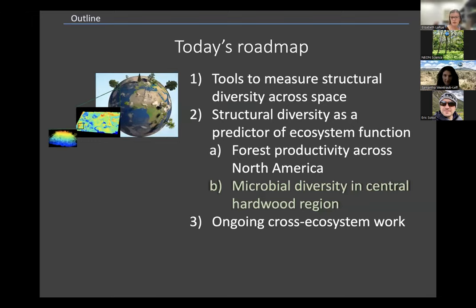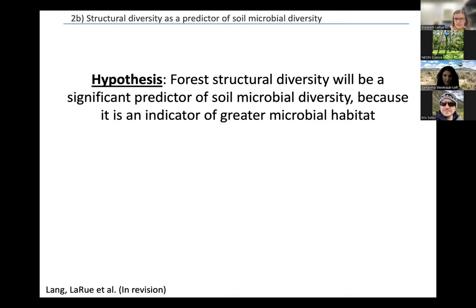So I want to zoom in a little bit to a smaller regional scale, thinking about structural diversity and how that might relate to much smaller organisms, soil microbe communities in the central hardwood region. I'm more of a forest ecologist or ecosystem ecologist and remote sensing scientist. So some of my colleagues and I teamed up with some soil microbiologists and biogeochemists to test the hypothesis whether forest structural diversity would be a significant predictor of the microbial diversity of forest soil communities, because we expect that higher structural diversity would provide an indicator of greater microbial habitat. So forest to microbial trophic interactions.